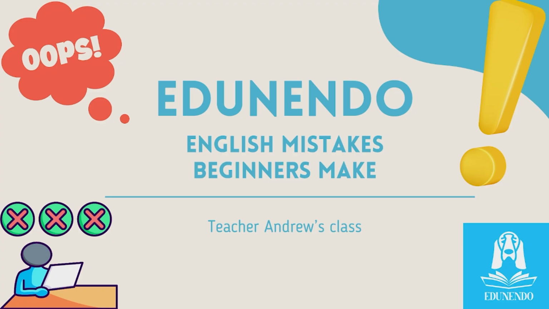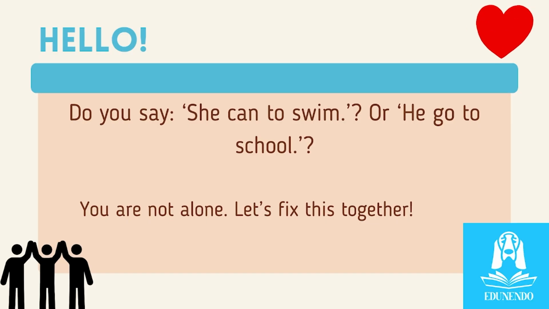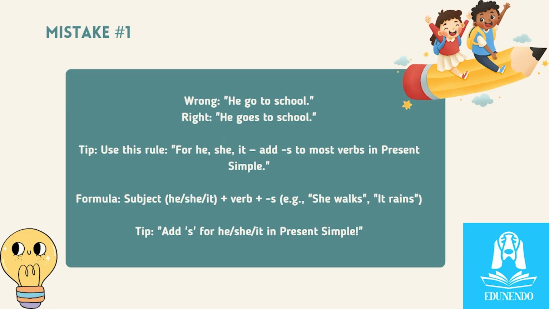We are going to cover English mistakes that beginners make. Do you say she can to swim or he go to school? Well, you are not alone. Let's fix this together. So the first mistake that we're going to cover today, he go to school. This is wrong. Instead, you should say he goes to school.